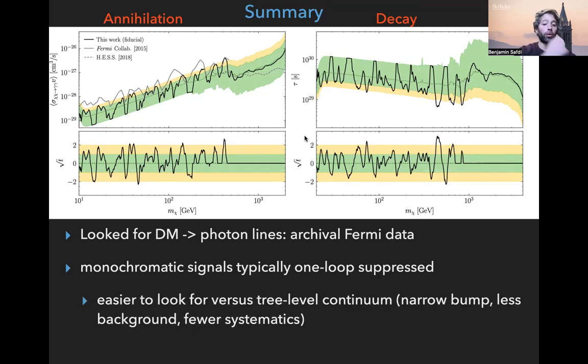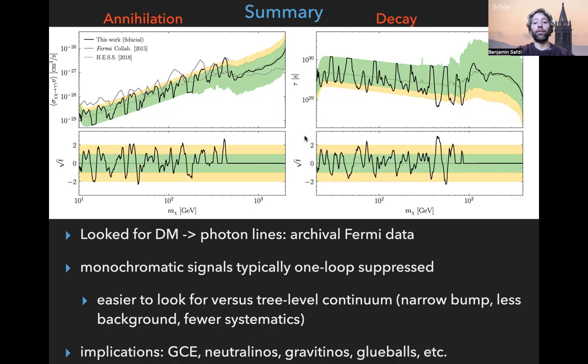However, they're easier to look for versus the tree level continuum signals because we're looking for a narrow bump, which means there's less background and also, importantly, fewer confounding sources of systematic uncertainties. There are a variety of implications of our results, for example, for the galactic center excess, and also more generally in the context of a variety of decaying and annihilating dark matter models, such as neutralinos, gravitinos, and glueballs, amongst other possibilities.